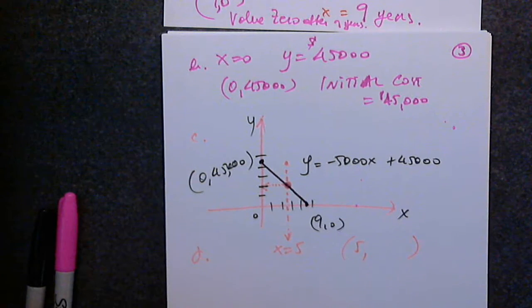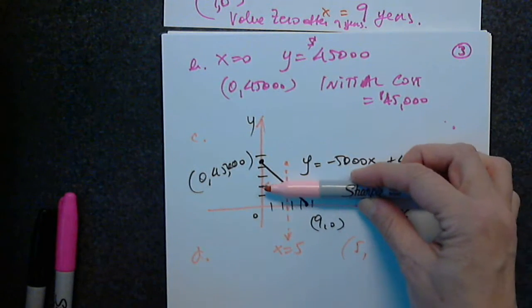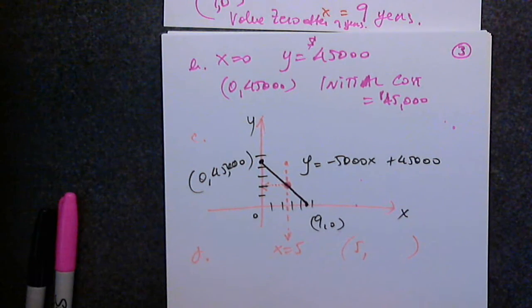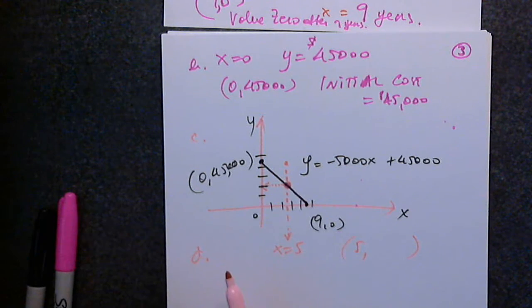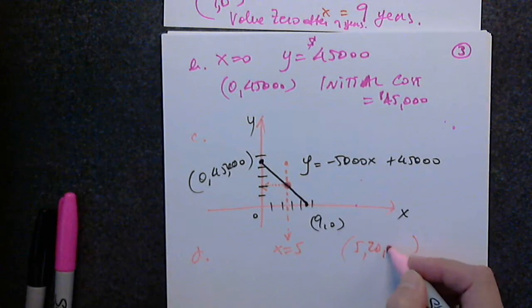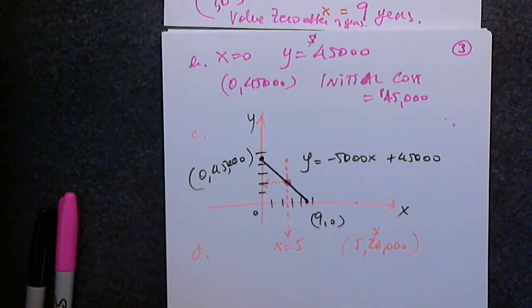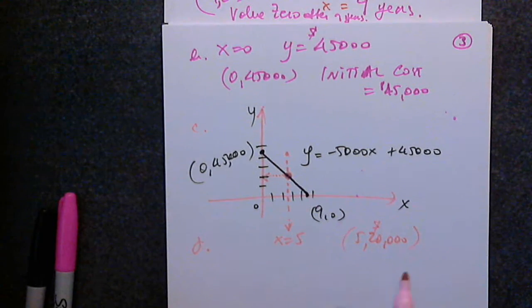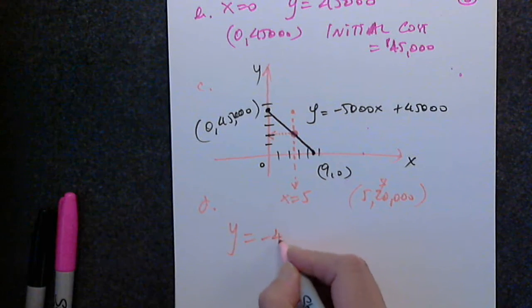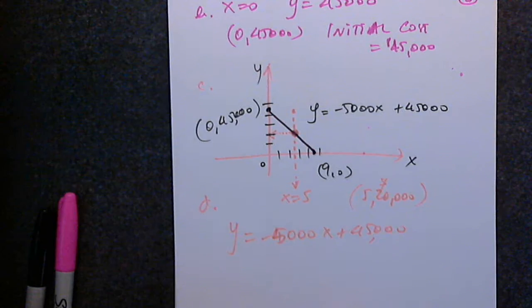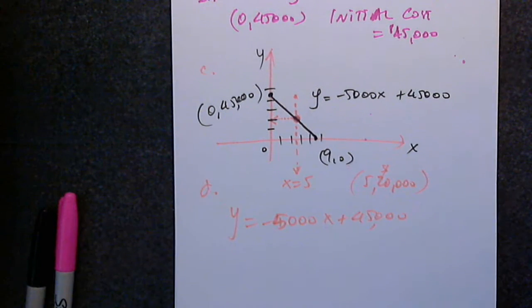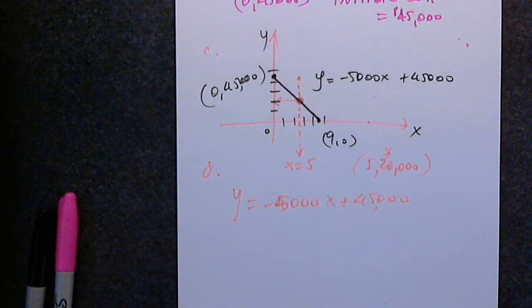According to my graph, which is not an accurate graph, for sure. What will you read? What did you put on the vertical axis as your 10,000, 20,000, 30,000, 40,000, 50,000? It appears to be 20,000. I don't know, but I can determine. I have the equation, which is y equals negative 5,000 x plus 45,000. How do I determine, according to the equation, the value after 5 years? What should I do?